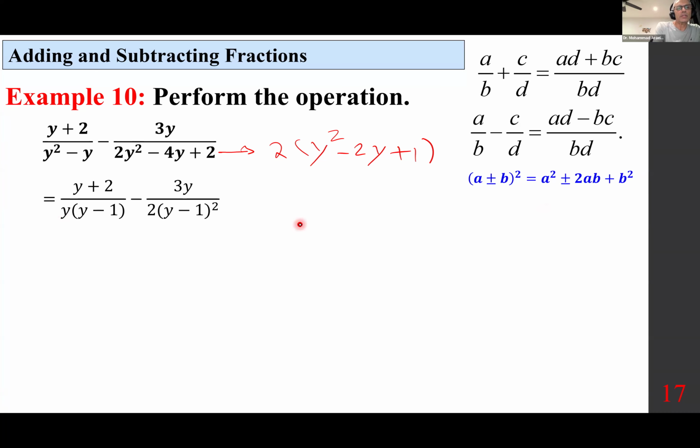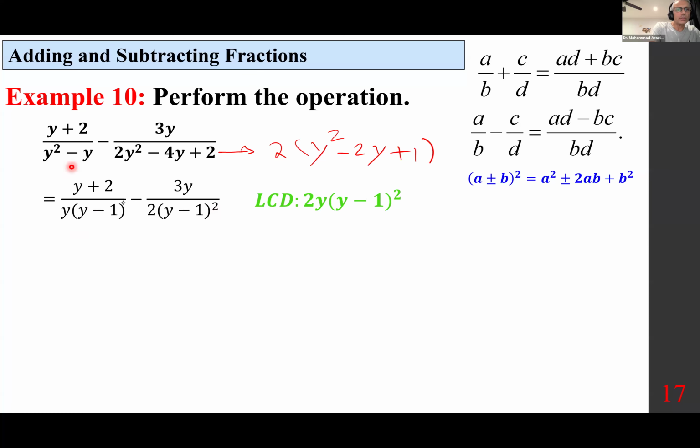So everything that we need here, we need number 2, we need y, and we need y minus 1. But y minus 1 here has exponent 1, here has exponent 2. We're going to go with exponent 2. I hope everybody is comfortable finding LCD. So one more time, we need every factor. So we need 2, we need y, and we need y minus 1. But you look at this one, you see has exponent 2.